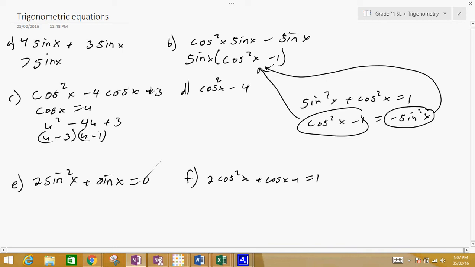And last step, we could put the cosine x back into the relation. So cosine x minus 3 and cosine x minus 1. And now you've just factored this relation. Try one more. Cosine squared x minus 4. This becomes cosine x minus 2, cosine x plus 2.